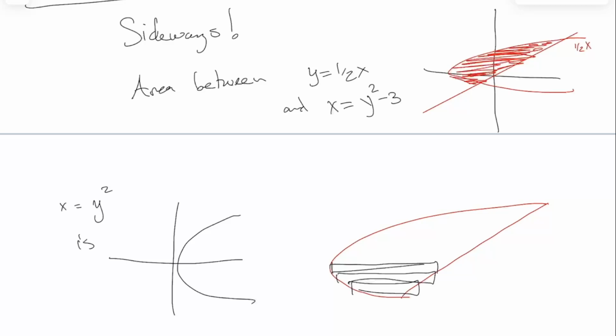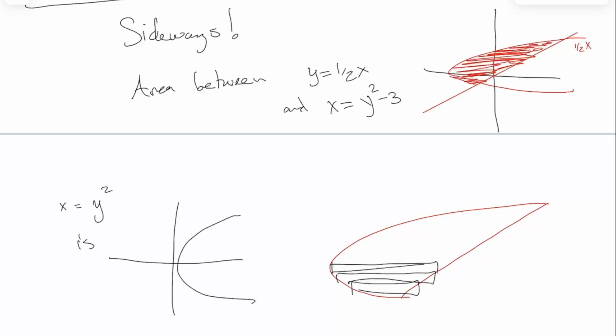And these rectangles always go from this function to this other function. There's no rectangle which has both ends on the same function. That's why you have to do it this way, sideways. We still have a bigger function and a smaller function, although they are bigger in terms of x values. This one is the bigger one because its x values are greater. They're further to the right. And this one is the smaller one because its x values are lesser.